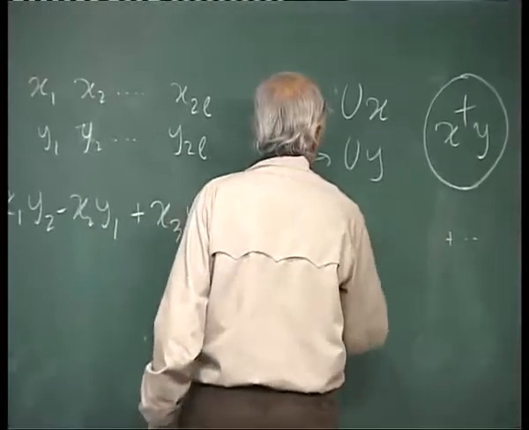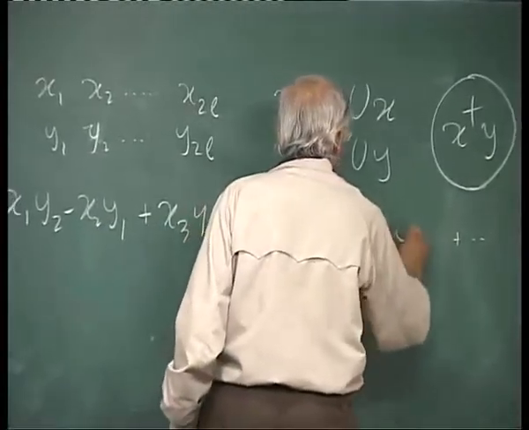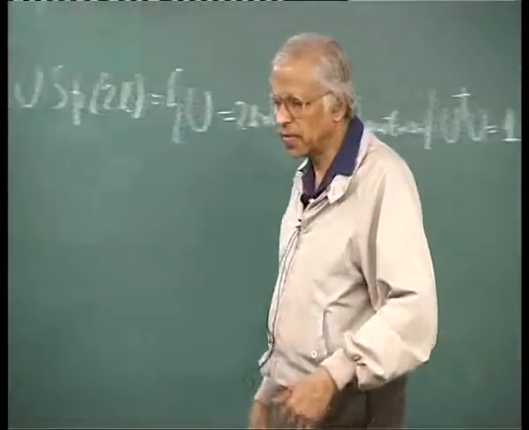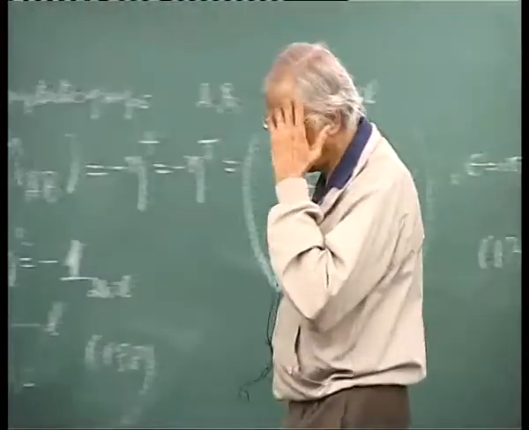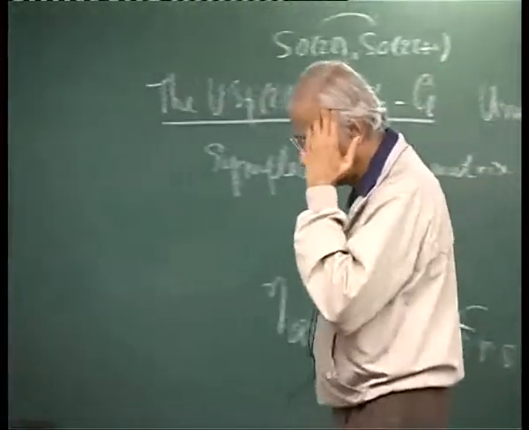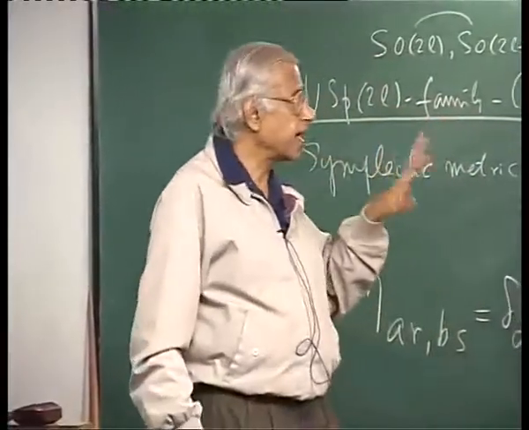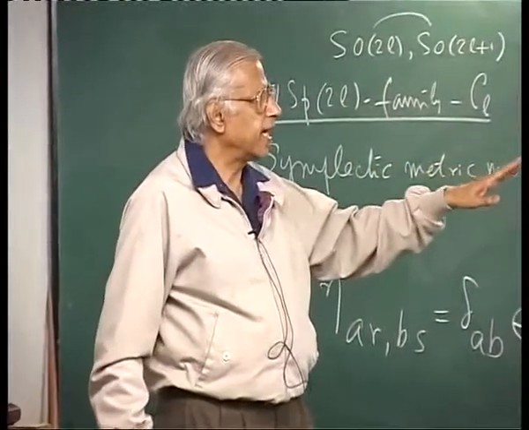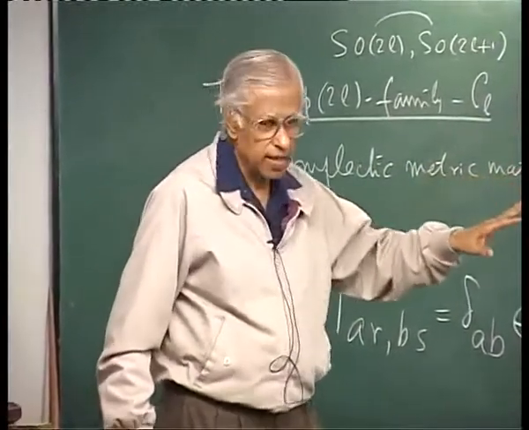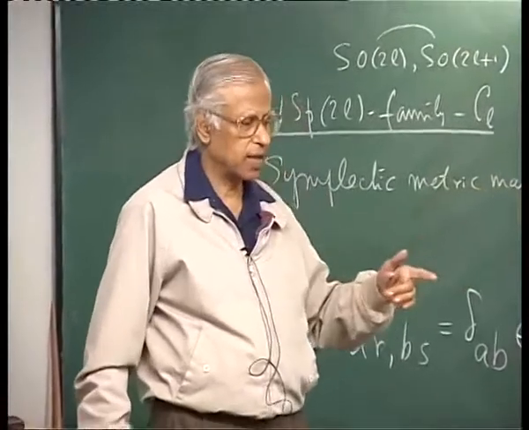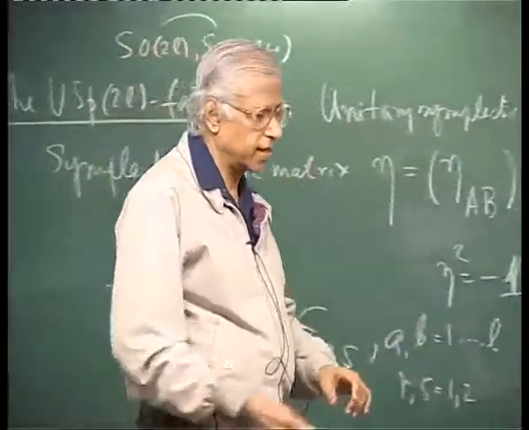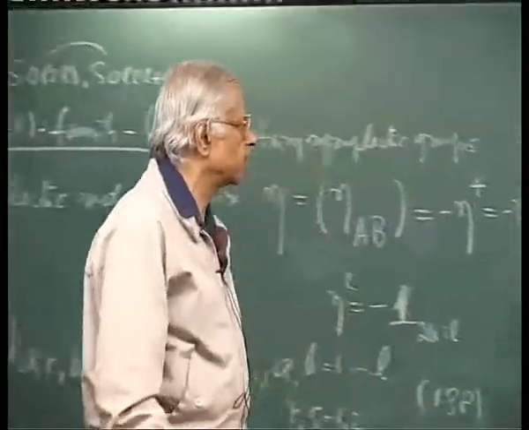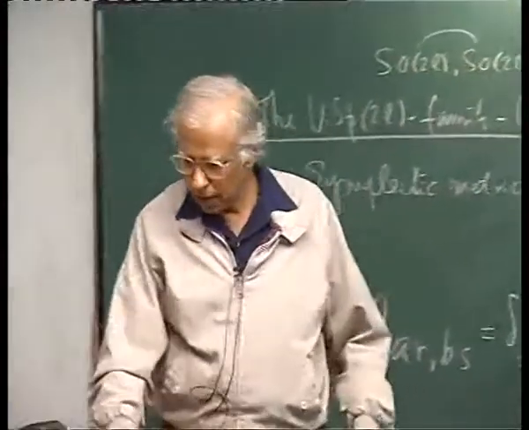And what is this equal to? This is X transpose eta Y. Okay? So you transform X by the matrix U, you transform Y by the matrix U. Unitarity says X dagger Y has not changed. Symplectic condition says X transpose eta Y is a new kind of scalar product, very different from the unitary scalar product. That should also not be changed by the transformation.